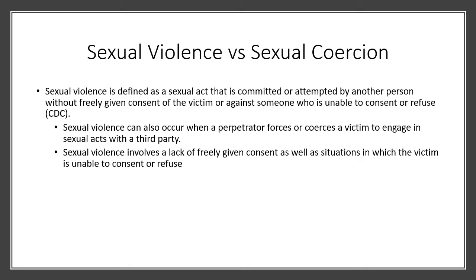It can also include behaviors committed against someone who's unable to consent or to refuse, such as someone who is under the influence of drugs or alcohol. Violence of a sexual nature can happen when a person forces or coerces a victim to engage in sexual acts with another person. It can also involve a person who hasn't freely given consent, and also situations where the person is unable to form consent, either because of their age or their current physical or emotional situation.